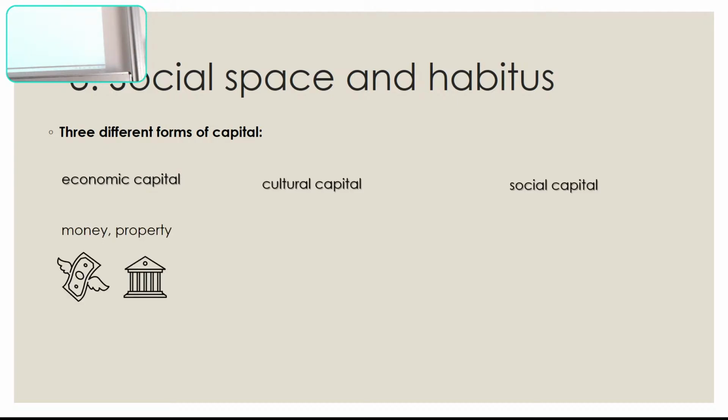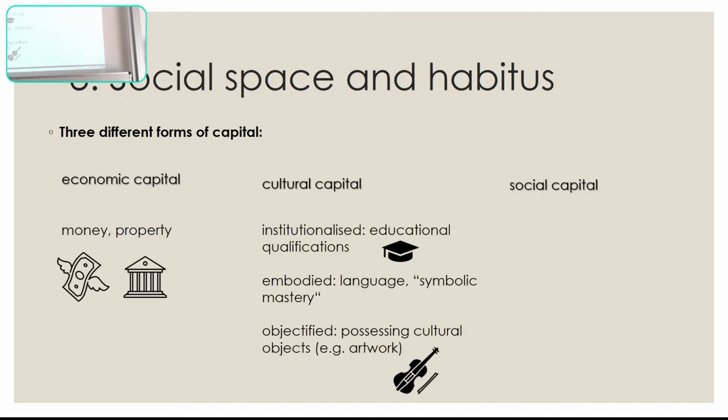Economic capital is basically one's total wealth, income, and property ownership all taken together as one. So money, property. Then we have cultural capital, which we can find in three different forms. Those are the institutionalized cultural capital, so our educational qualifications. Then the embodied form of cultural capital, which is language, not only language, but also using elaborate, extended vocabulary, correct grammar, and a certain mode of language.